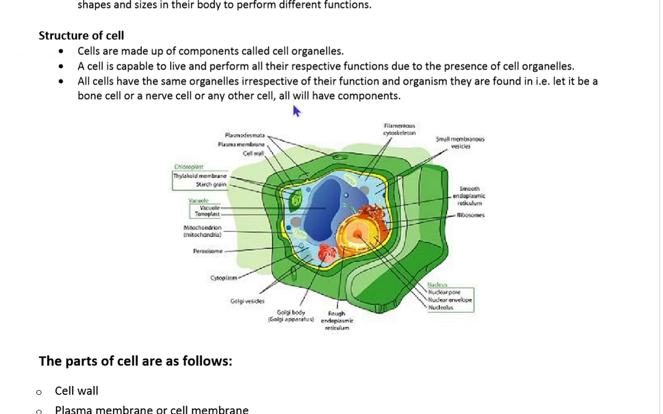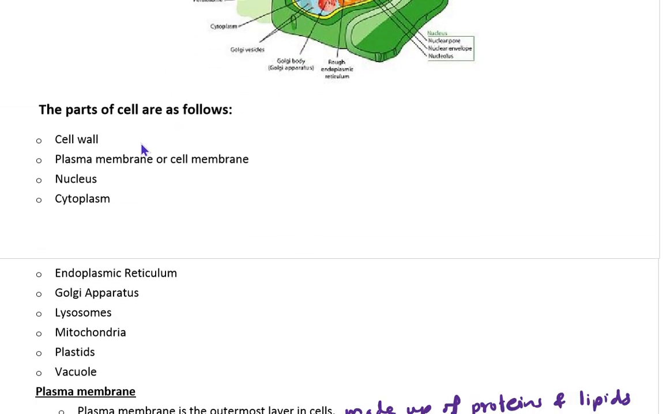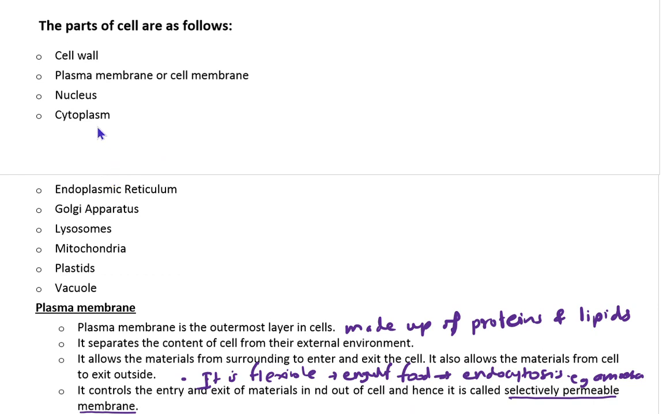The parts that appear in cells are: the cell wall, which is present in the plant cell only, not in the animal cell; it is an additional structure in the plant cell. The plasma membrane, which is present in every cell. Then the nucleus, which is also in every cell. The cytoplasm, the fluid matter present in the cell. Endoplasmic reticulum, Golgi apparatus, lysosomes, mitochondria, plastids in the plant cell, and vacuoles. We will discuss all these components, the organelles, one by one.